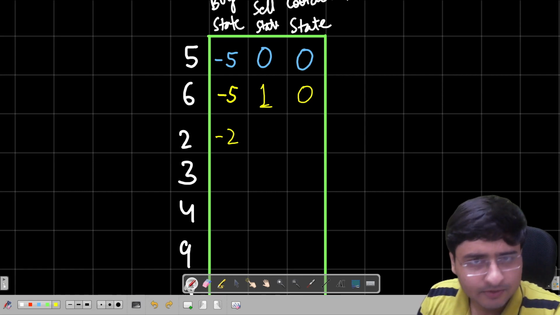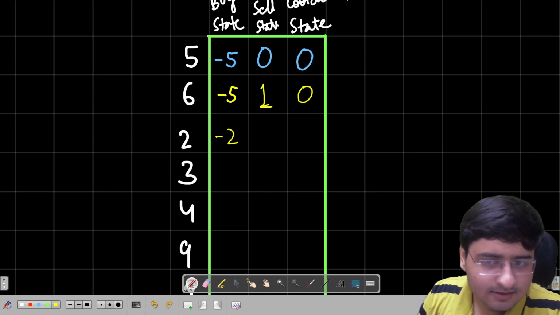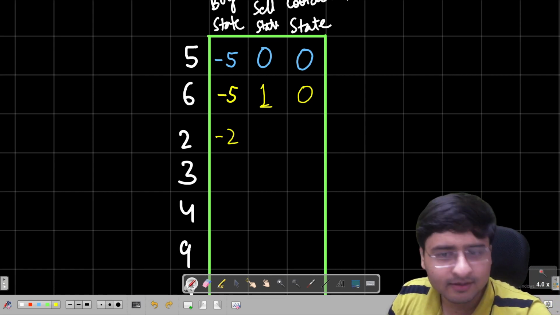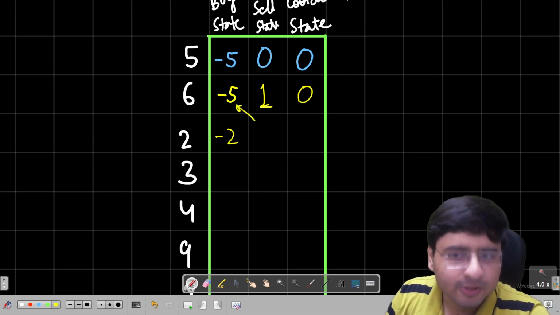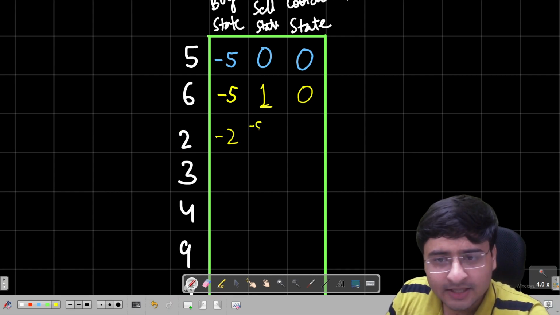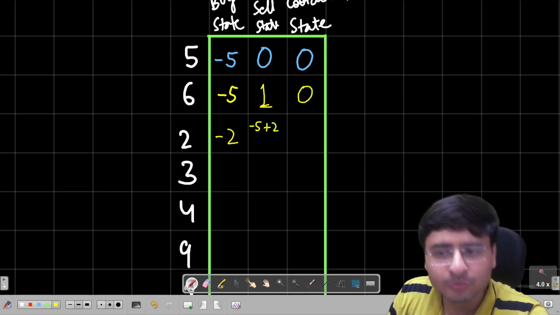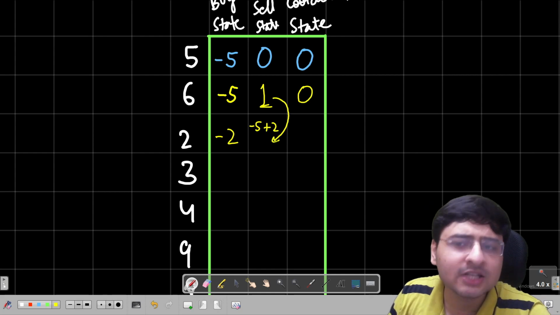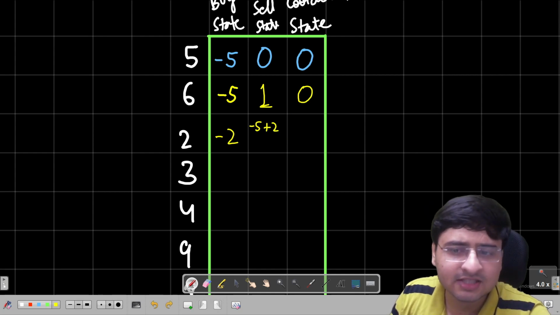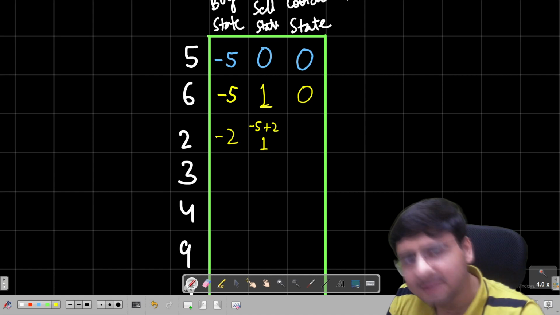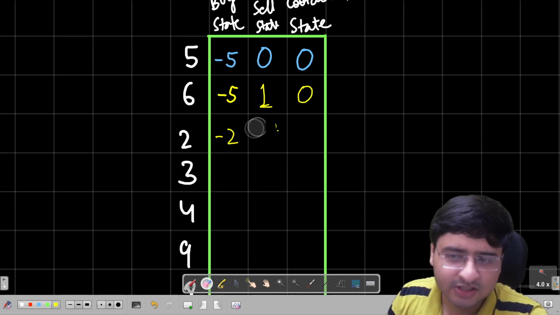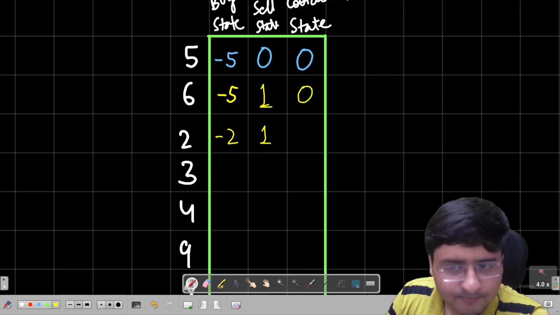If I'm selling today, I can sell this particular stock on this particular day. If I sell today, then minus 5 plus 2. What is the profit I'm able to make? I'm able to make minus 3. But if I don't sell anything today and continue with the previous transaction only, I'm having 1. Minus 3 versus 1, which is better? Definitely 1 is better. I'm going to consider 1 here.